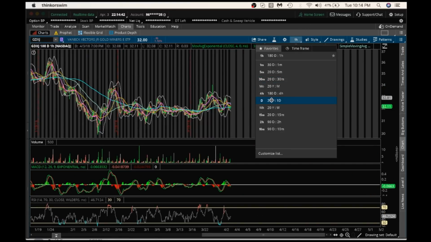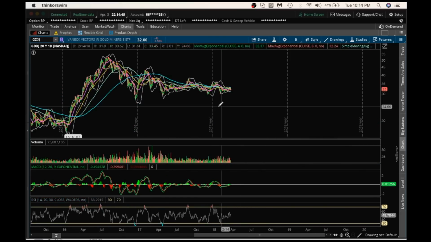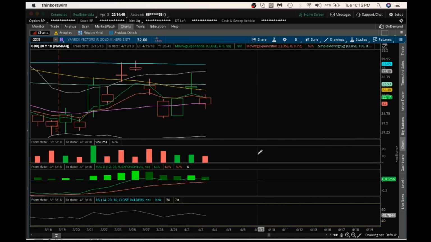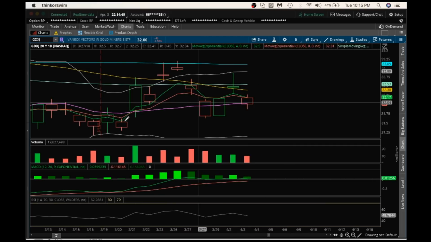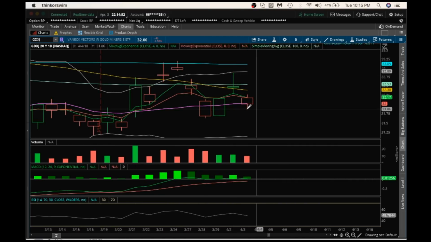So gold bull miners, daily. We're in a bit of an equilibrium pattern here. We have the low here, a high, higher low so far, lower high. We'll see if we form another higher low here on the daily, and we'll see as this daily pattern tightens up which way it breaks.